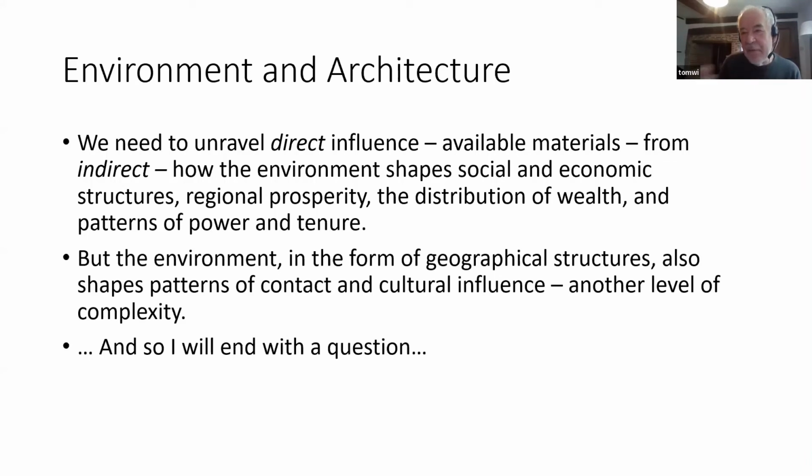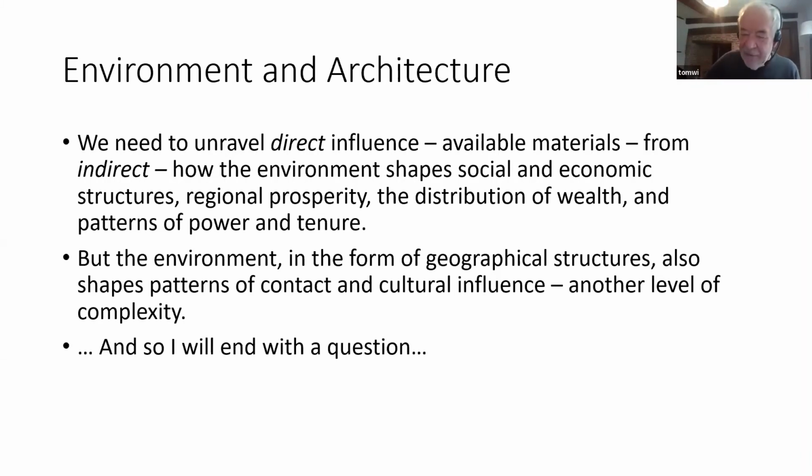Thinking about environment and architecture, we need to unravel direct influences, available materials, flint, timber, whatever, from the indirect ones: how the environment shapes social and economic structures, regional prosperity, the social distribution of wealth. But the environment in the form of geological structures also affects patterns of contact and cultural influence, as you saw, say, with the round tower churches. And that's another level of complexity. So there's at least three overlapping things which are often hard to distinguish.